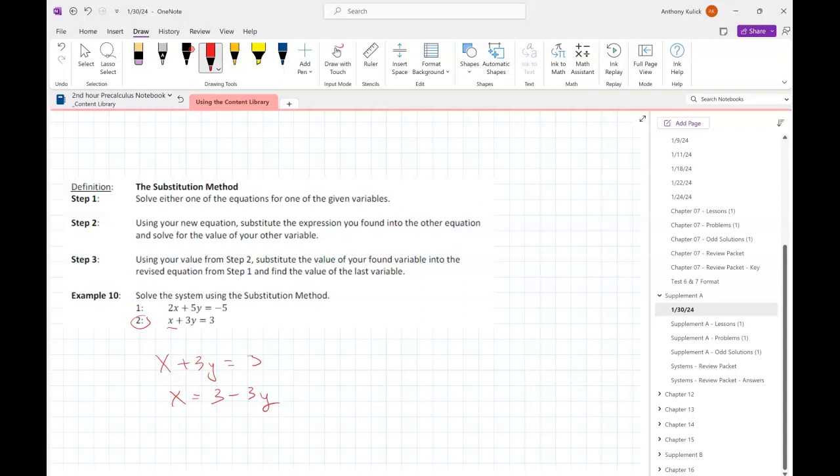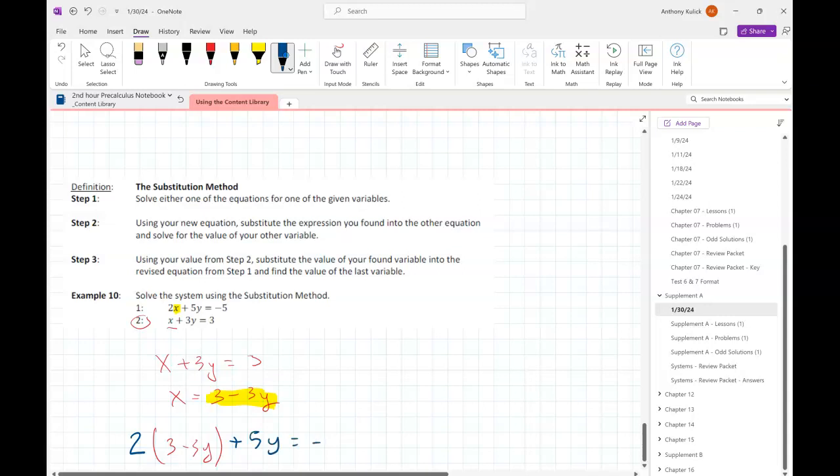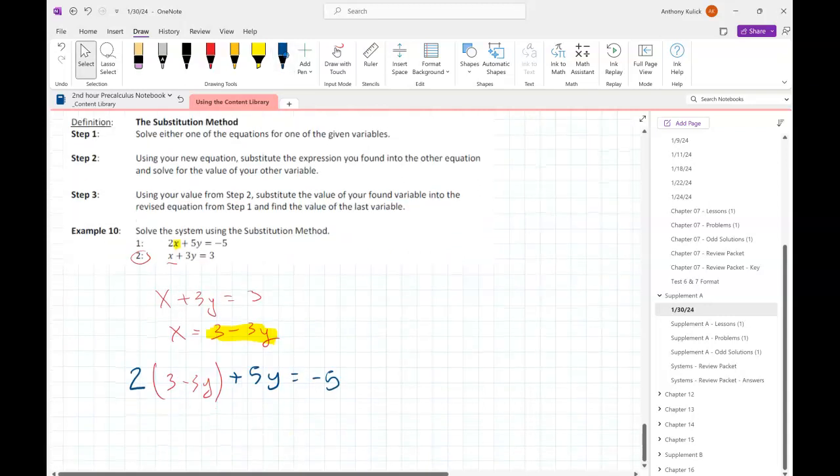Everybody's okay with that? Next, using this new equation, we're going to substitute into the other equation for the variable we just solved for. So we're going to have 2, and then from our substitution, 3 minus 3y plus 5y equals -5. Notice this equation has only one kind of variable in it now. It just has y's. Everybody see that? Just y's?